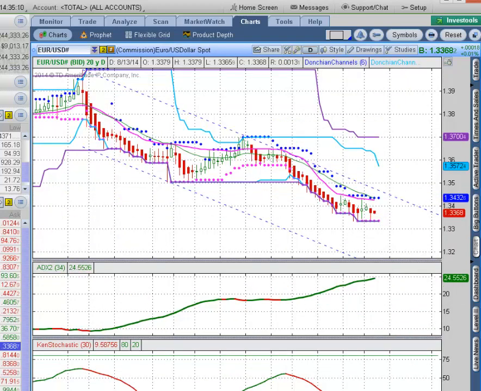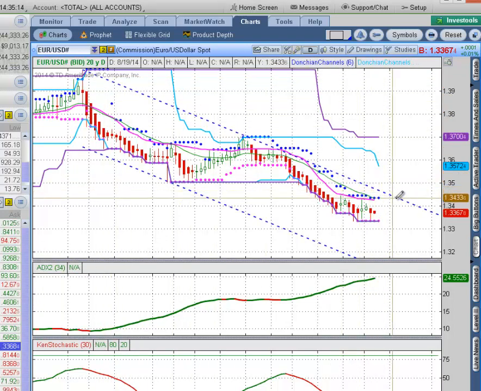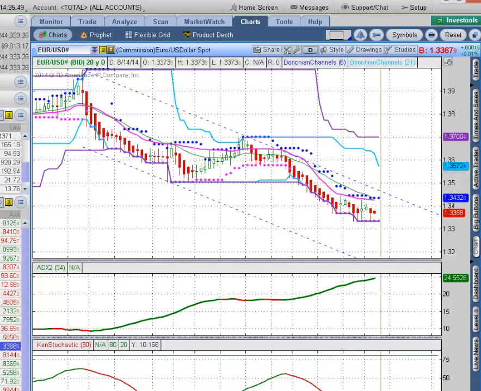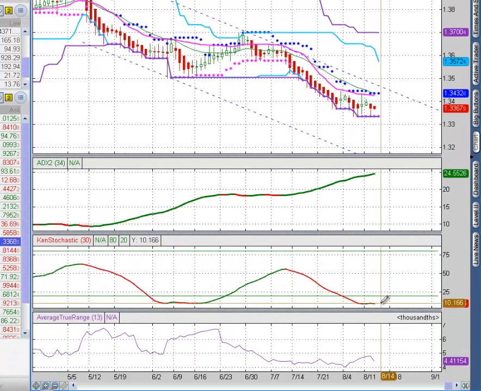The third pair is the Euro US Dollar. This has been in a medium-term downtrend channel. We'd be looking at a bearish trade. The difficulty with this pair is the stochastic is well below 20. And this would be a point where we might see the stochastic start going up.